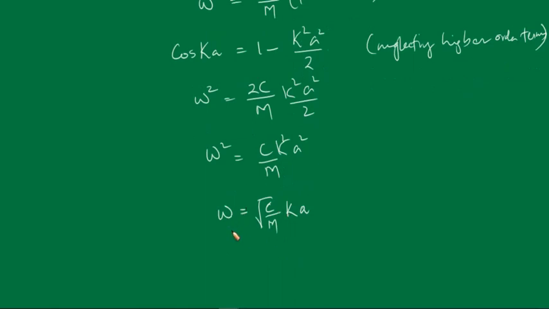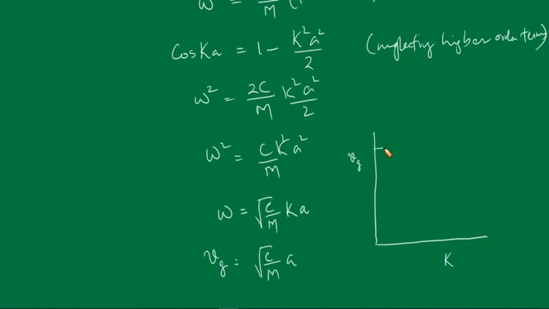Now here omega is directly proportional to k. Therefore the group velocity is root of c by m into a. So it is independent of the wave vector k. The group velocity, which is d omega by dk, is independent of k. So we can draw the graph of group velocity versus k. We know that this group velocity will be constant in the long wavelength limit, and it is constant at root of c by m into a.